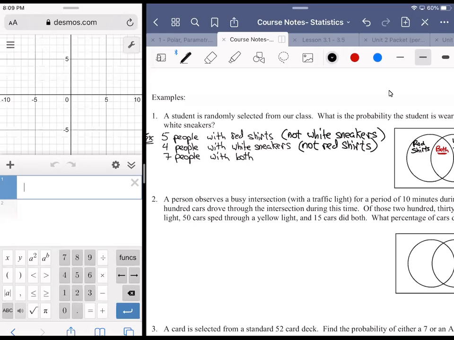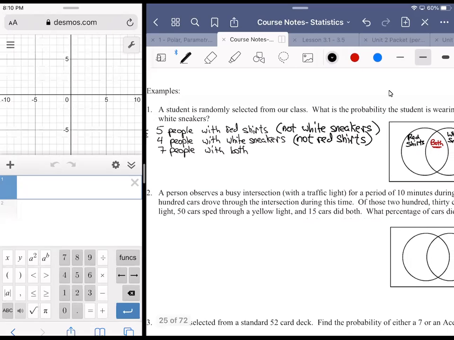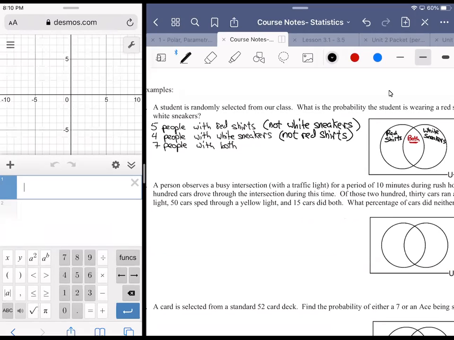And this is a very generic type of question because it's like, does it have to be all red? Can it be some red? Does it just have to have red in it? That kind of thing. It goes into the category of just go with it. Right. So we have 5 red shirts. We have 4 white sneakers. And we have 7 that's both.